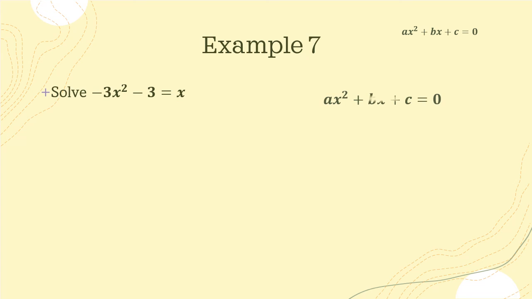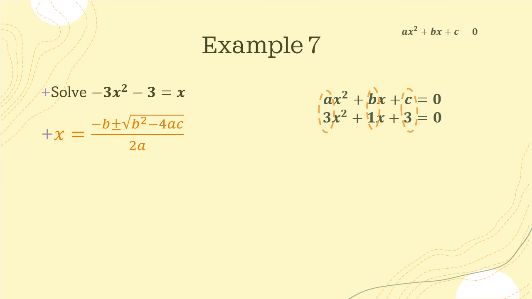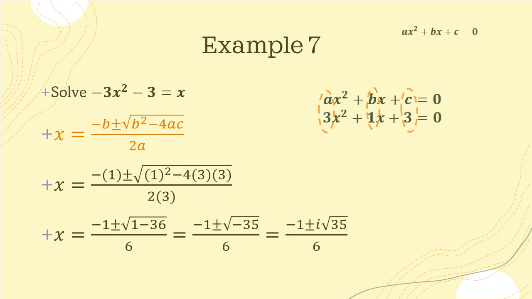Always, we need to write my quadratic equation. We need to set everything to one side and set it equal to 0. Therefore, we're going to subtract x on both sides and we're going to multiply everything by negative 1. So my a is 3, my b is 1, and my c is 3. We're going to plug these in the quadratic formula. So notice the solution here, we got two complex solutions because we got a negative inside the square root.